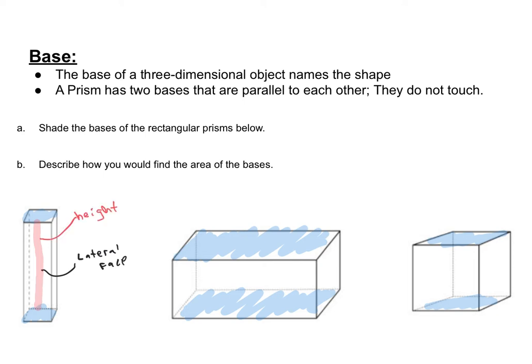And we could find the area of these bases. Since they are rectangles, our area would just be the length times the width of our rectangle. So if this is L and this is W, we could find the area of a base. Since they're rectangles, it would be the area of a rectangle. So our area here would be our length times our width.